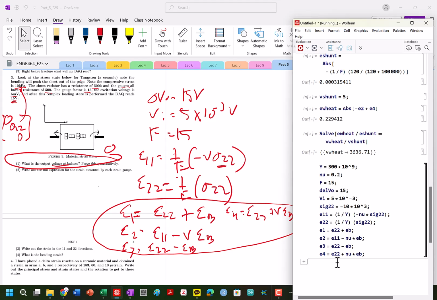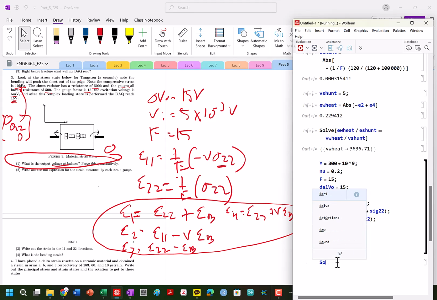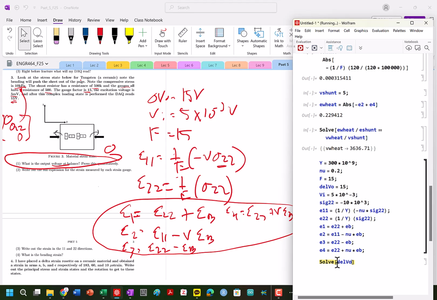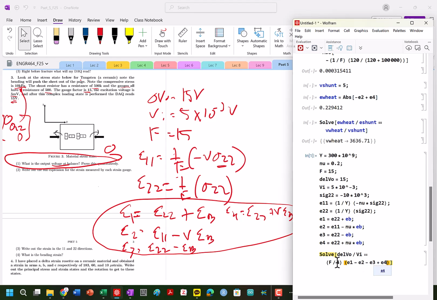So let's go ahead and solve for the bending strain first. So I'm going to say solve del V naught divided by VI equals F divided by 4 times E1 minus E2 minus E3 plus E4. EB is that, which is pretty large, but it is what it is. So we'll define that. That's our strain of bending in this crazy problem.